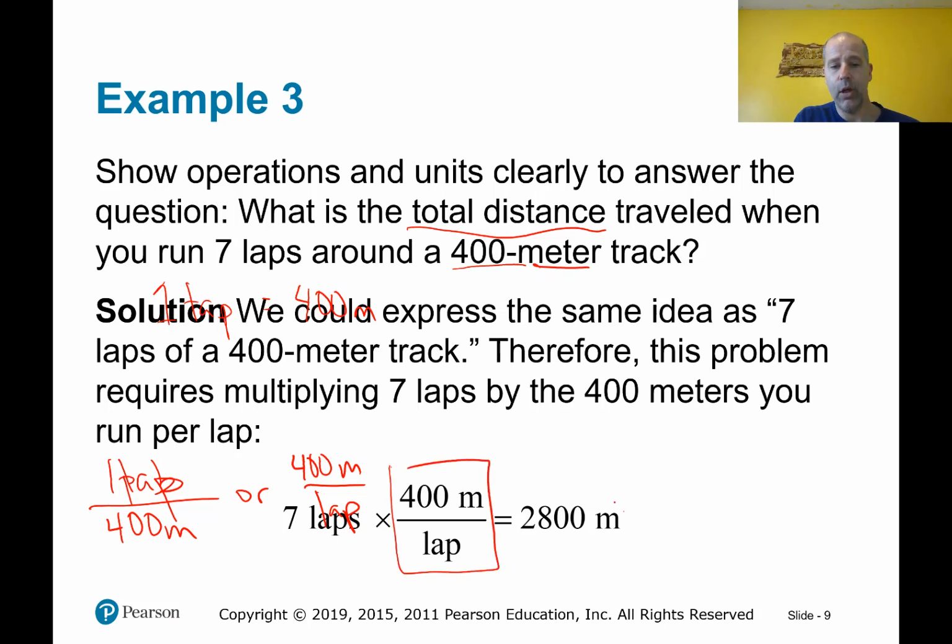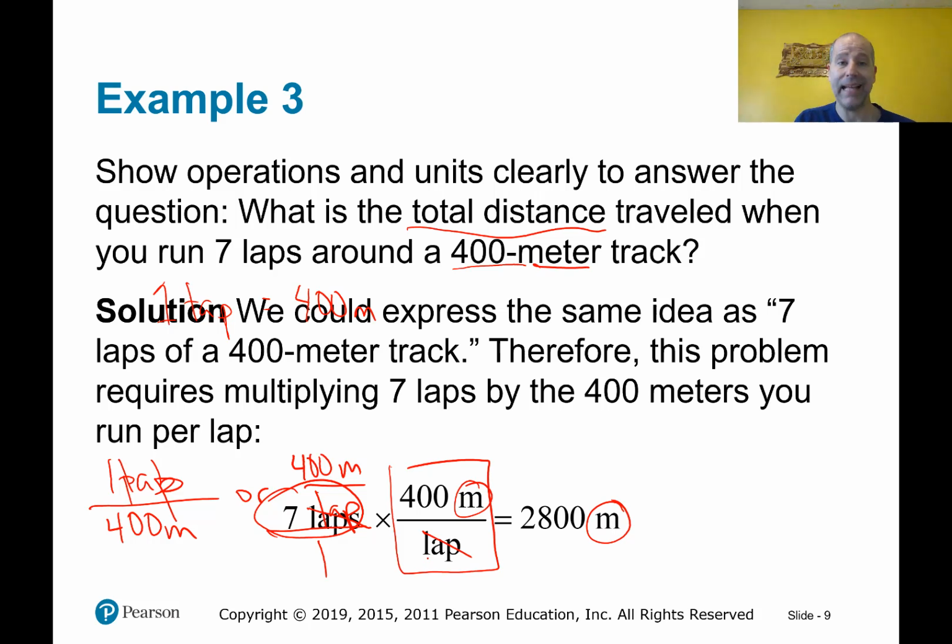Well, because we know our final answer has to be meters, we need to have meters on top. And so we've got 7 laps, right? That's the total number of laps that we have to run. And so it's 400 meters per lap. So notice that if we write this over 1, the laps on top will cancel with the laps on bottom.